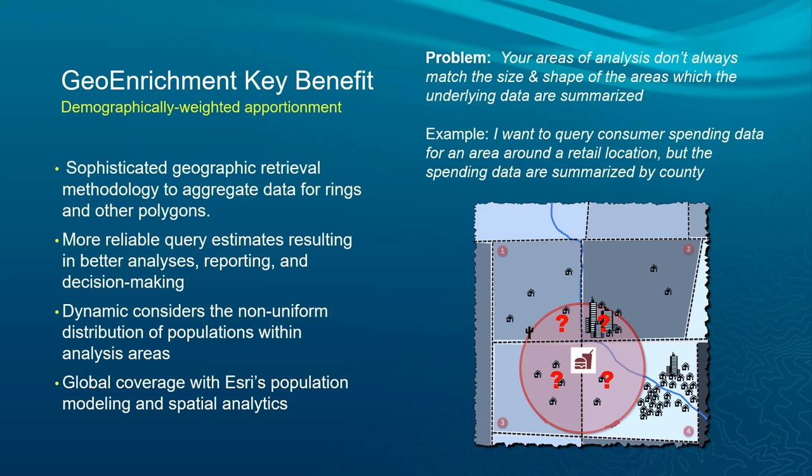But we know that population distribution isn't uniform. For example, in the bottom right block group, most of the population within that block group falls outside of the ring. So it's not enough to just intersect the block group and summarize the data from the block group. We need to go one level further to the actual census blocks, the smallest level of geography in the census. What we do is take the centroids for each of those blocks, and behind the scenes, we intersect those centroids and summarize the data from each census block centroid. That gives us much more reliable estimates than just summarizing the amount of area in the block group. It's the secret sauce behind the scenes of GeoEnrichment to account for this non-uniform distribution of population by intersecting those census block centroids.